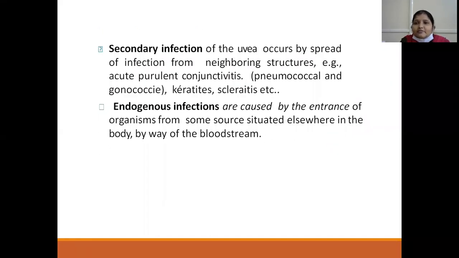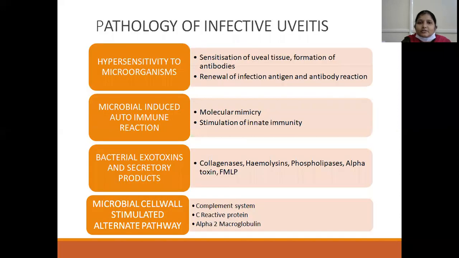Secondary infection means the infection spreads from adjacent ocular structures like cornea, conjunctiva, and sclera, or from the lacrimal sac. And endogenous infections: here the organism gains entrance into the uvea from a source which is present elsewhere in the body. By way of the bloodstream, it gains entrance into the uvea and leads to uveitis.